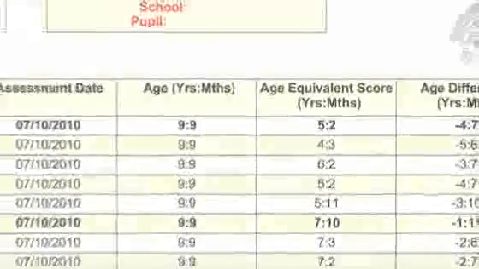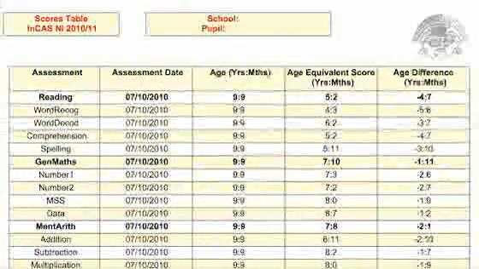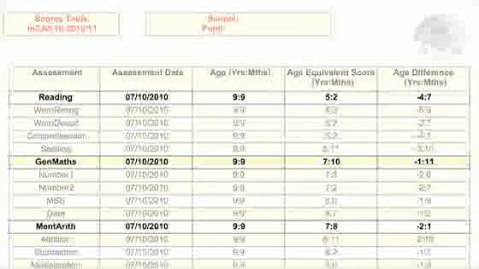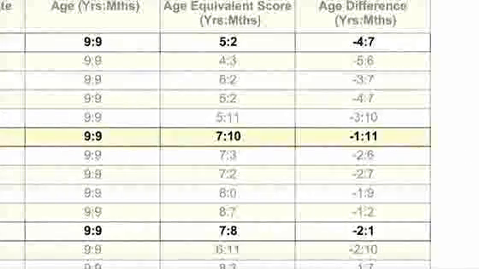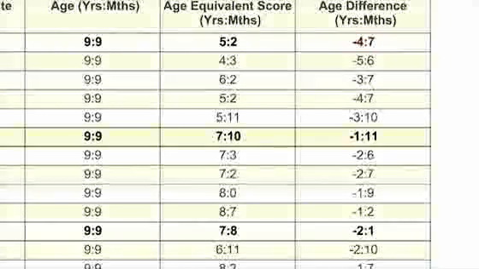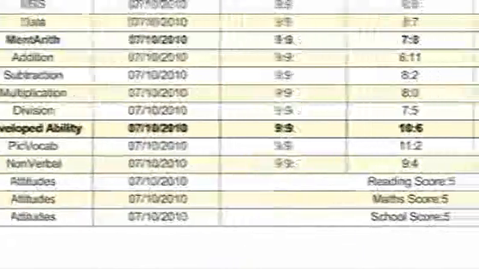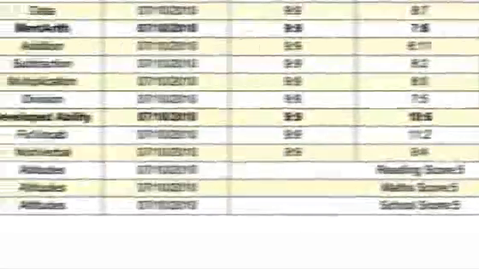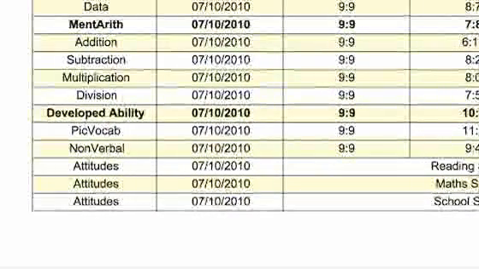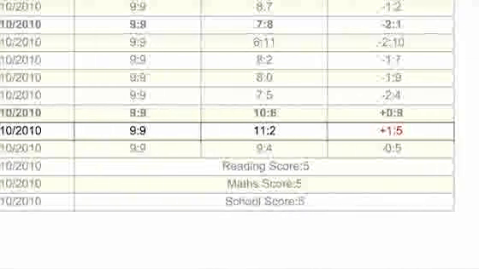For example, when we look at this pupil's age equivalent outcomes for reading, general maths and mental arithmetic, we can see a considerable difference from their chronological age, especially in the reading outcome, which is 4 years and 7 months below. However, the developed ability outcome highlights a lot of potential, particularly in understanding pictorial clues. The child's age equivalent outcome for picture vocab is 1 year and 5 months above their chronological age.